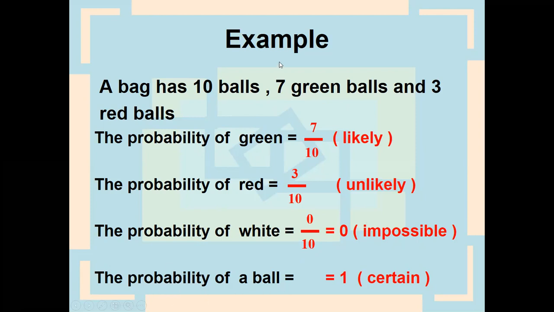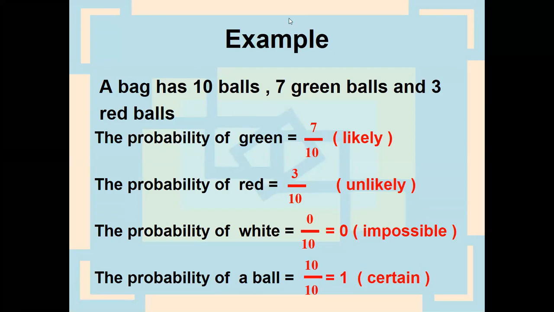Probability of a ball. How many balls do we have? We have 10. 10 out of the total, I mean 10 out of 10. Of course any number over itself equals 1, as this is an example for the certain. So to find the probability of any event, what will you do? Write the number of elements of this event over the total number.